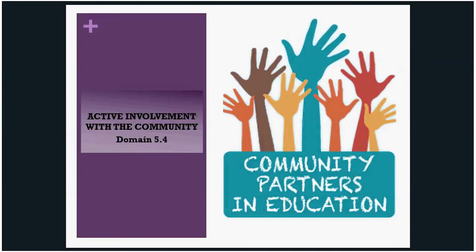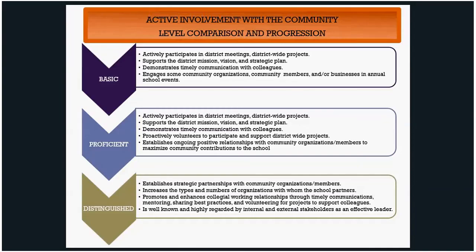The fourth component in Domain 5 is active involvement with the community. And again, according to our principal effectiveness model, this principal exhibits high visibility and active involvement within the school and community. And as you reflect upon the graphic above, you can see the continuum of principal behaviors from that very basic level to the distinguished.